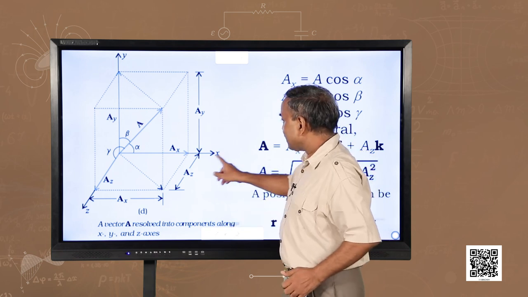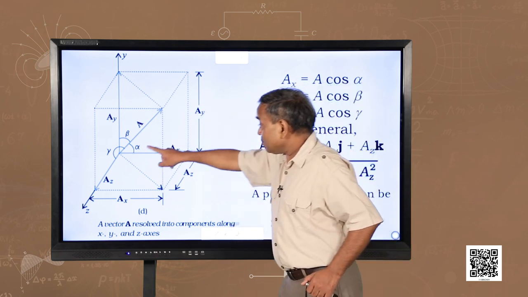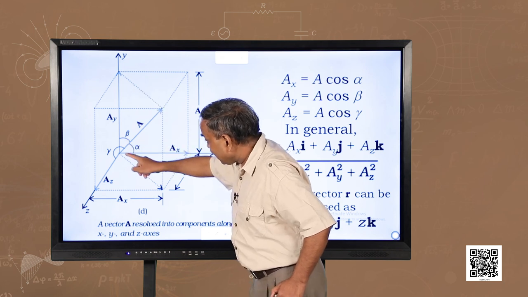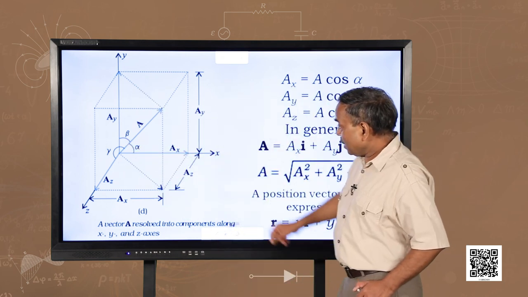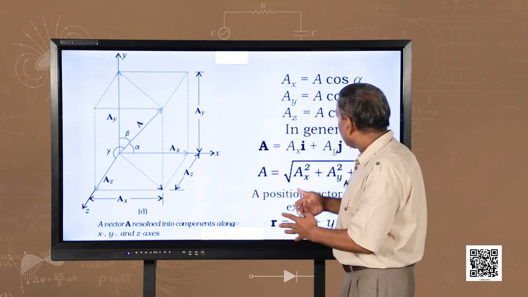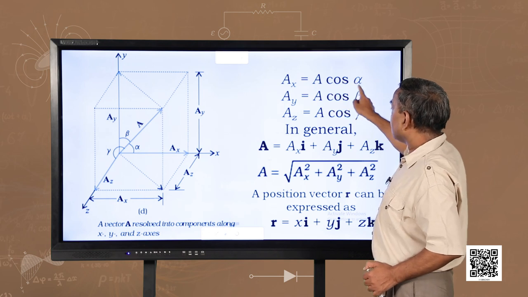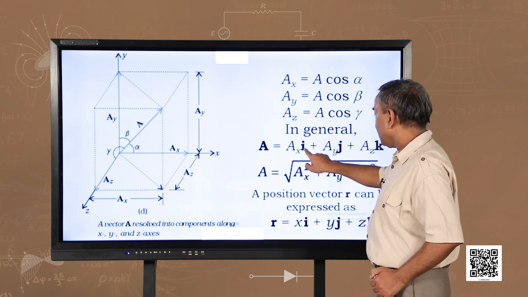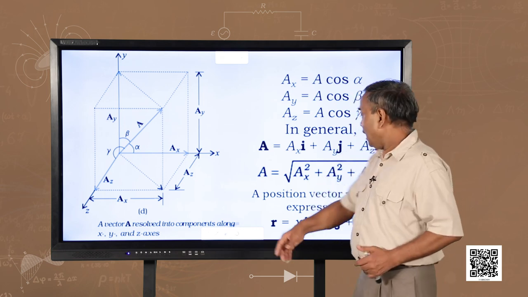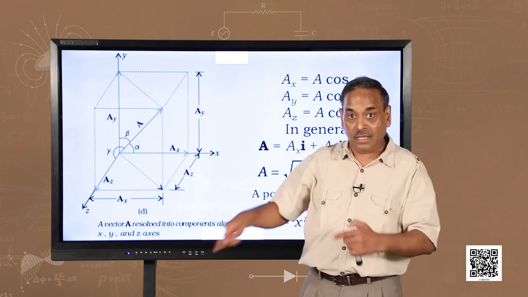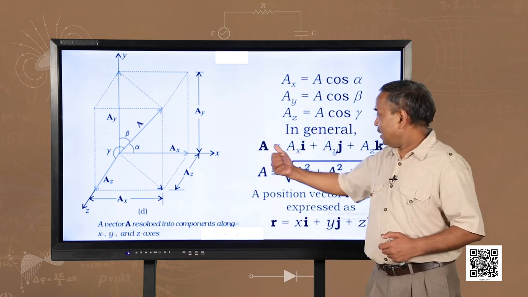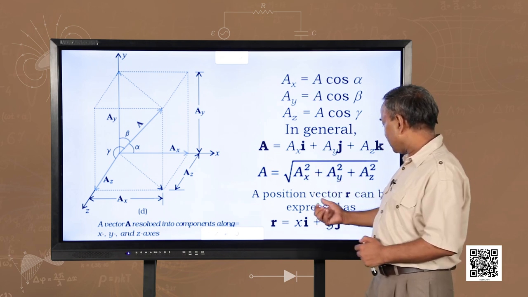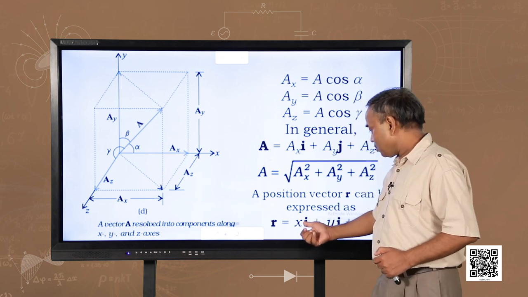So, the situation is that X axis, Y axis and vector A is there. Now, this vector A makes an angle alpha with X axis, angle beta with Y axis and angle gamma with Z axis, right? Now, if I try to resolve them, I will find AX is equal to A cos alpha, AY is equal to A cos beta, AZ is equal to A cos gamma. And in general, I can write A is equal to AX i plus AY j plus AZ k as I did last time. And if you do all this vector algebra, you will get the magnitude of A is equal to the square root of AX square plus AY square plus AZ square.